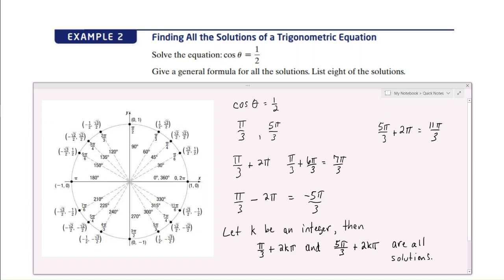Okay, so k is just telling us how many times to go full circle back to that place. If k is 0, then I don't add anything to the base solutions that I found within the unit circle. If I let k be negative 1, then I'm going to rotate clockwise back to the very same terminal side. And if k is positive 1, I'm going to rotate counterclockwise back to the terminal side. So this k just tells how many times we're going to go around the circle in one direction or the other. And there's an infinite number of coterminal solutions.